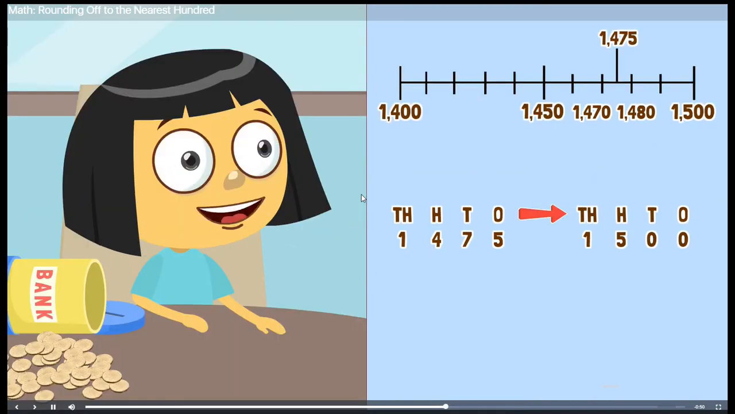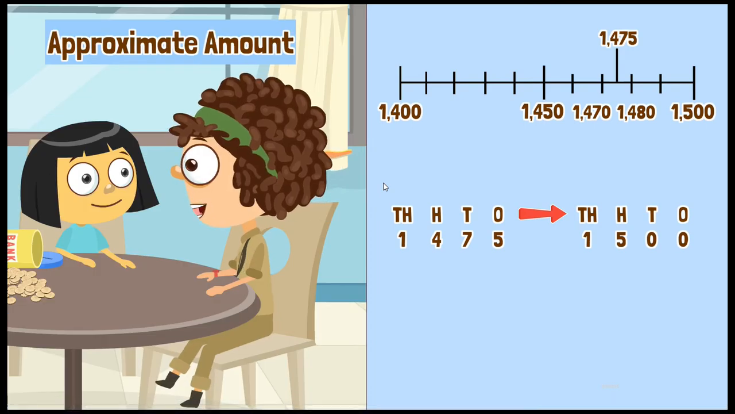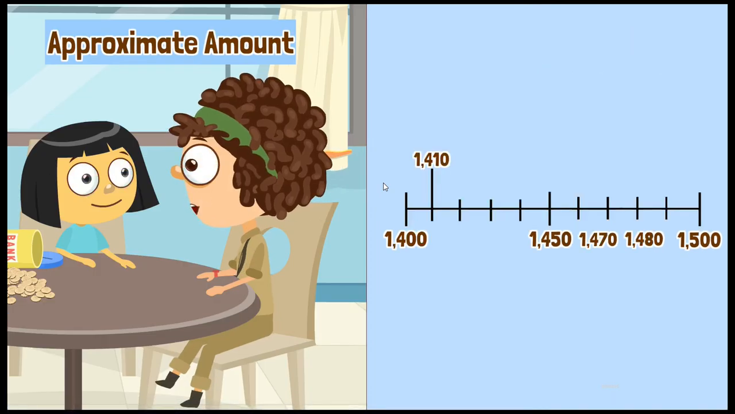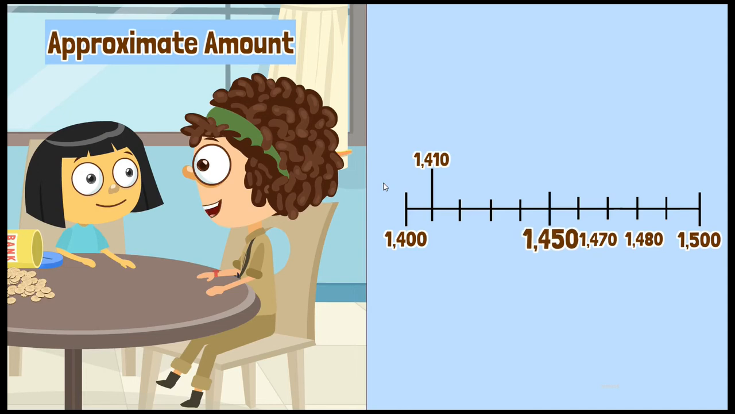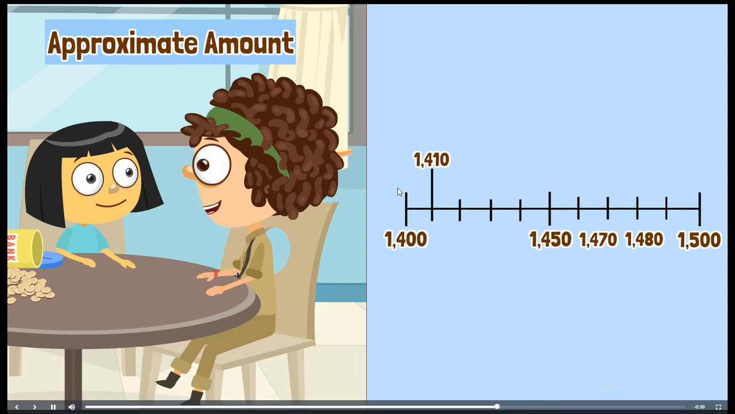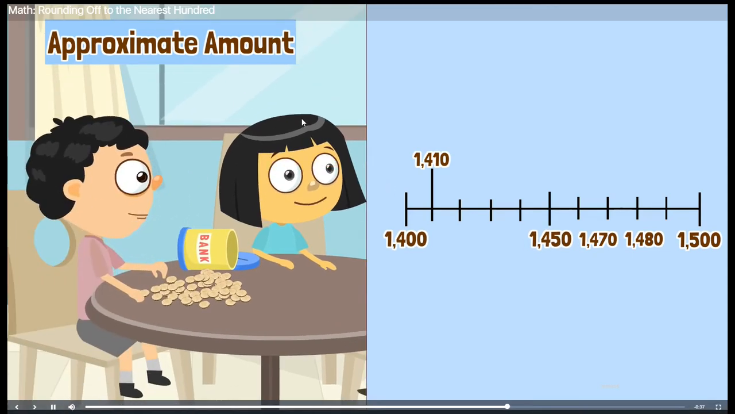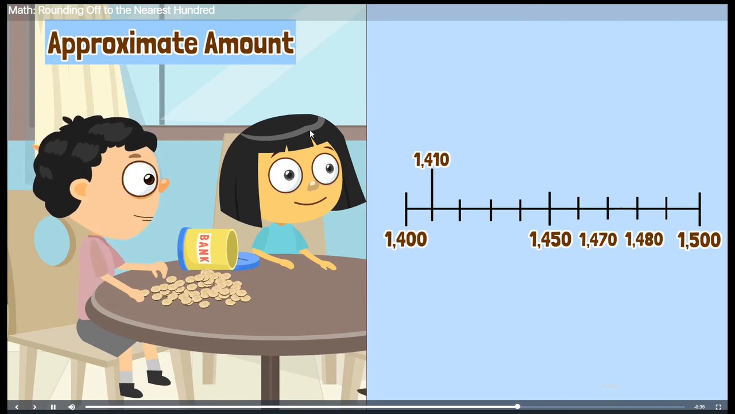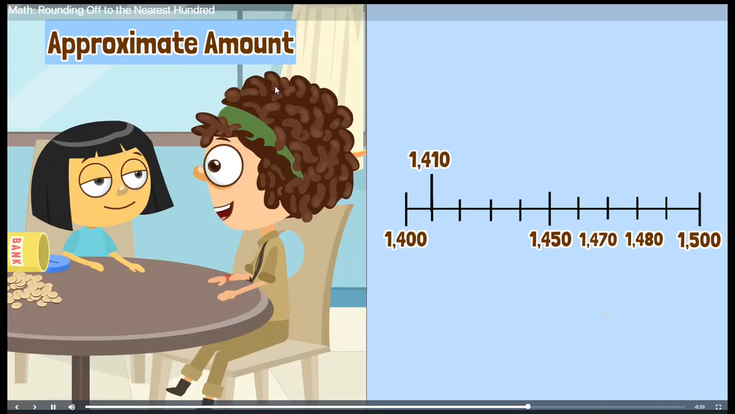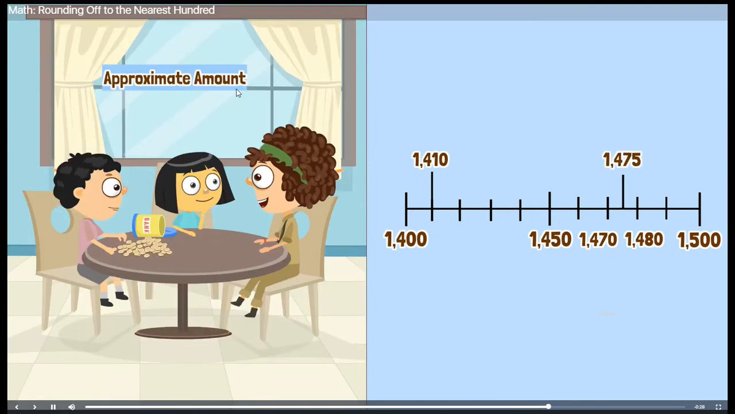What if the price is 1,410? Locate it on the number line. The number is less than 1,450 and is closer to 1,400. It will be rounded down to 1,400. So round 1,410 to 1,400 and 1,475 to 1,500.